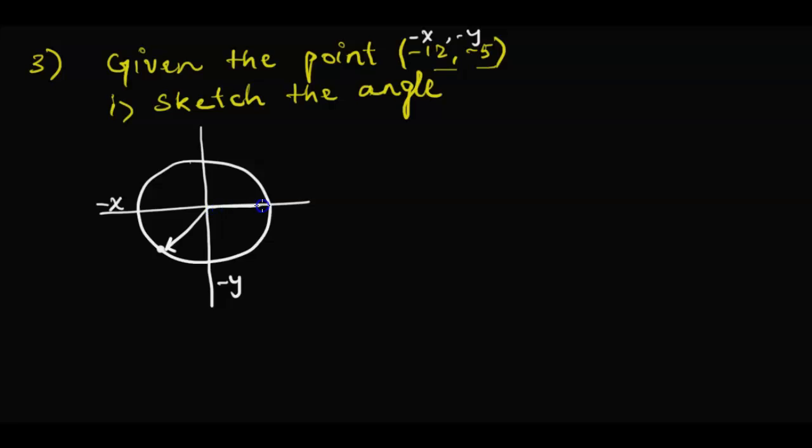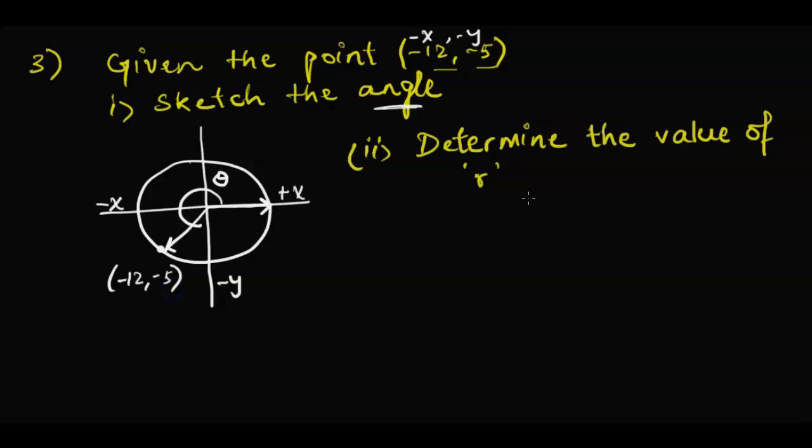The principal arm always stays on the positive x-axis. So this would be our principal angle. So when they say sketch the angle, they're always talking about the principal angle. And the coordinates for this point are -12, -5. Determine the value of r. That's the second type of question that can be asked from this problem.